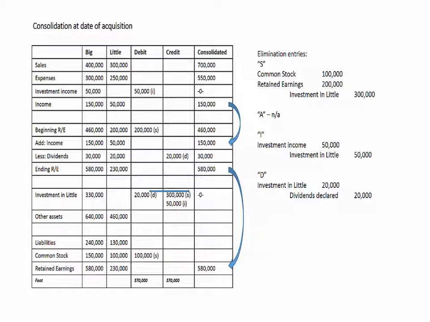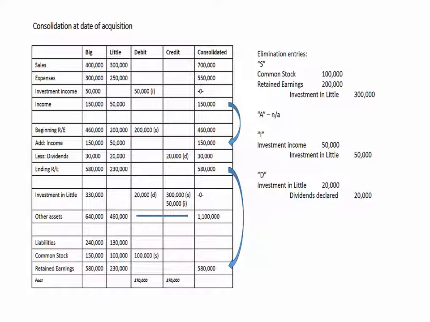Anyway, continuing, the investment in Little account closes out to zero again. We have $330,000 in Big's investment in Little, and that's being offset by a $20,000 debit and $350,000 in credits. So again, that nets out to zero. That's a very useful check figure. If that doesn't net out to zero, then something's wrong. You have to stop and go back and figure out what went wrong.